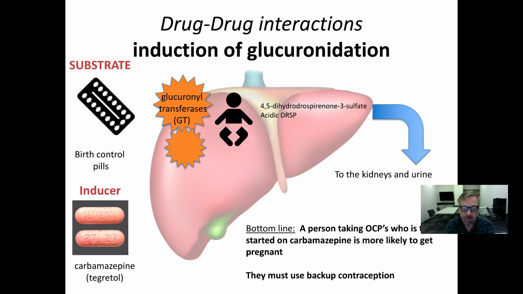carbamazepine and they're using oral contraceptives as their means of preventing pregnancy, they need to use a backup method because those oral contraceptives are going to be less effective in the presence of carbamazepine because of that glucuronosyltransferase induction.